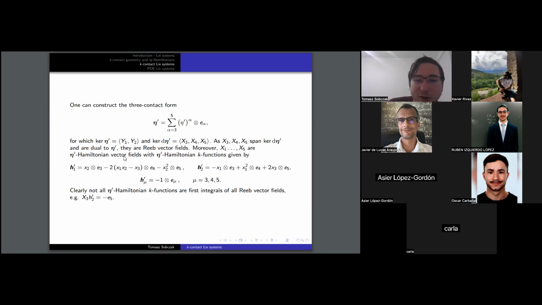And the crucial part, the most important one, is that we have two different eta Hamiltonian k functions, and they are clearly not the first integrals of all the Reeb vector fields. One can simply calculate, for example, x3 acting on H2 prime is just a minus I5, it's not zero. So as we can see now, using this theorem, we can construct not only projective Lie systems, but also non-projective ones. And we can see that this procedure is very, very easy.